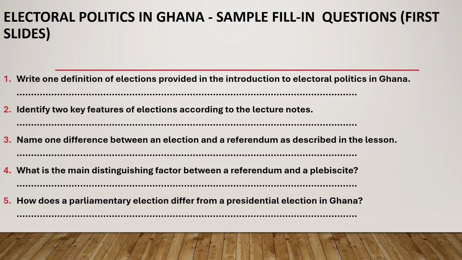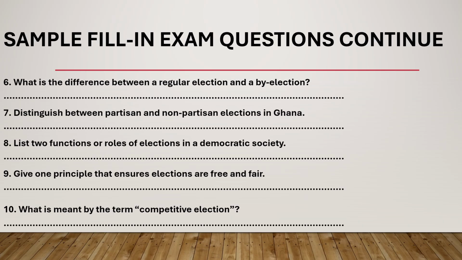While a referendum is national in scope, voting on issues, either yes or no. Then another question is: how does a parliamentary election differ from a presidential election in Ghana? I'm sure you'll be able to do this one. I'm not going to explain it. You'll be able to do this by going to our lecture notes and catching up with the difference. Also, there's another question: what is the difference between a regular election and a by-election? You should be able to do this. Make sure you go over the notes and answer all these questions.